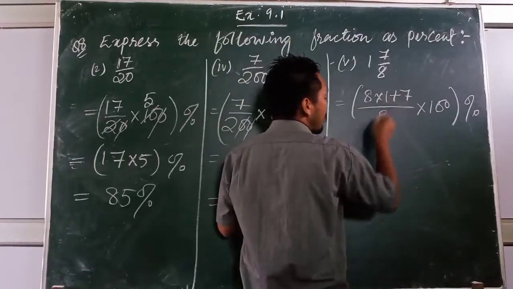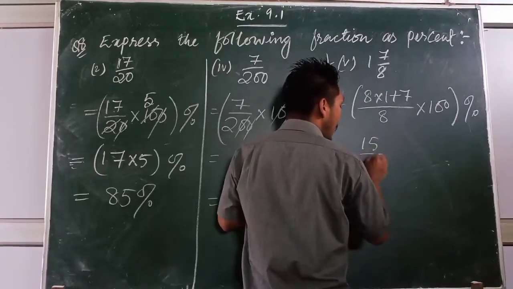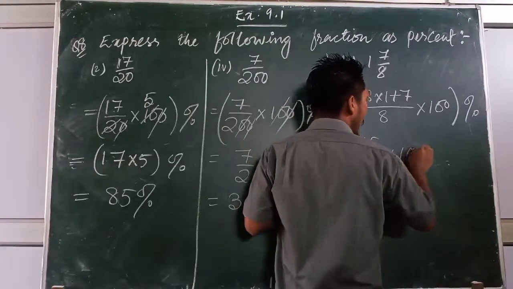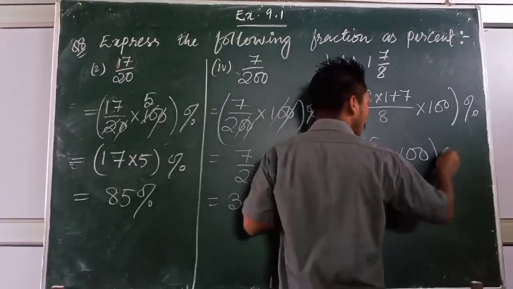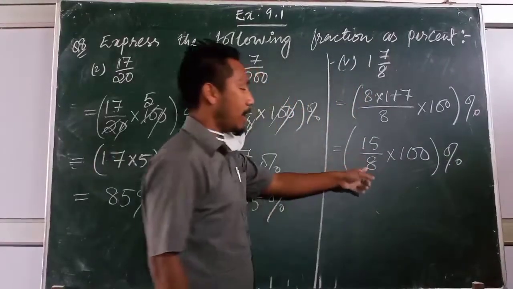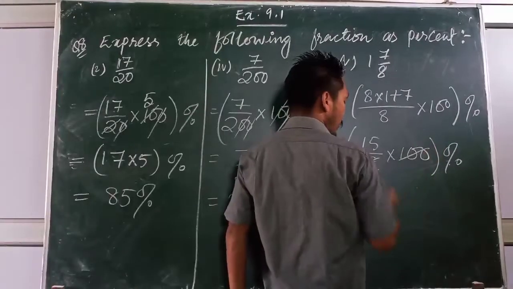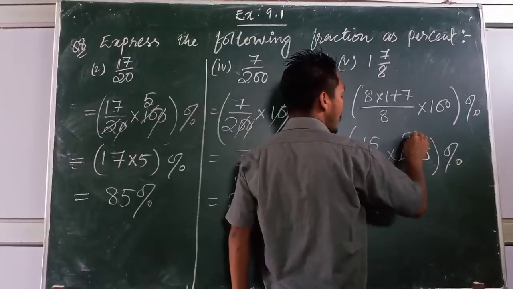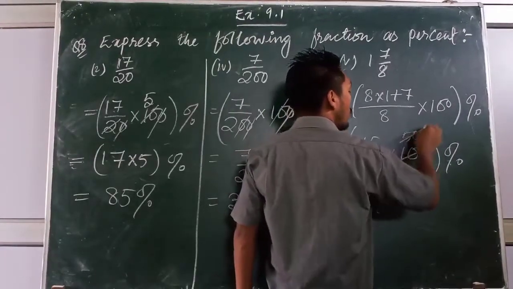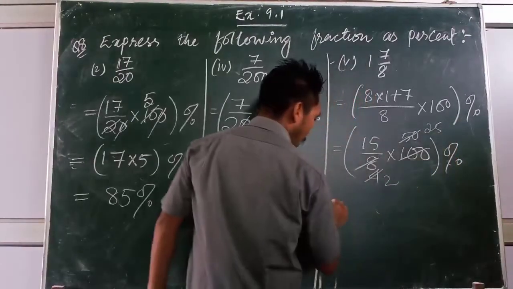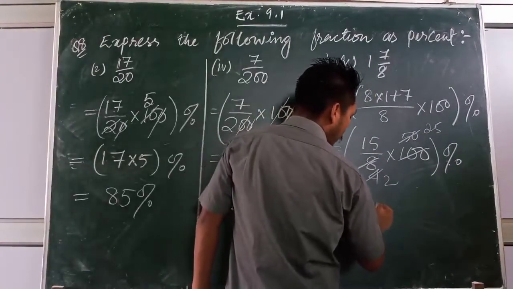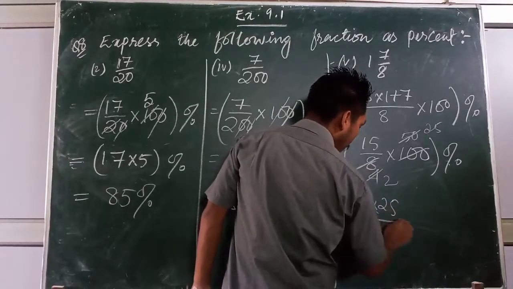8 ones are 8, plus this is your 15 by 8 into 100. Now divide 108 by 2: 2 fours are 8, 2 fives are 10, 2 twos are 4, 2 twenty-fives are 100. So your answer will become 15 into 25 divided by 2.